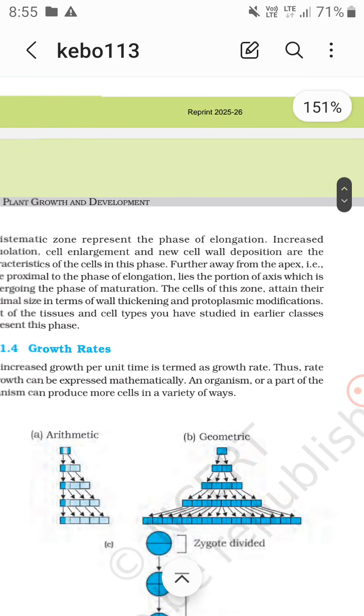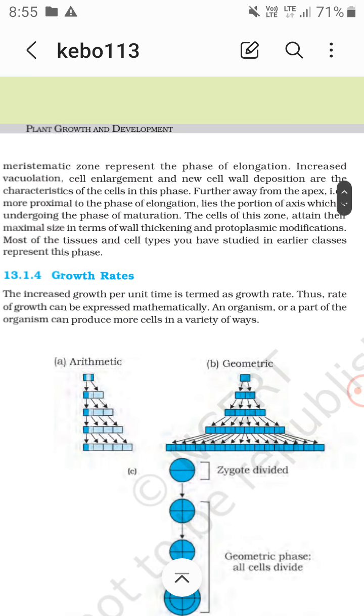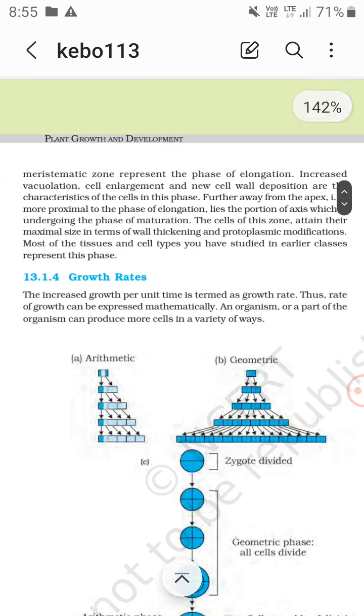Now further away from the apex, that is more proximal to the phase of elongation, lies the portion of the axis which is undergoing the phase of maturation. The cells of this zone attain their maximal size in terms of wall thickening and protoplasmic modifications. Okay, so this was it.